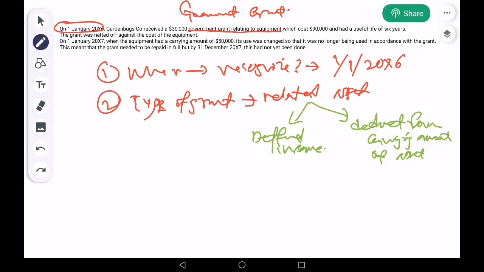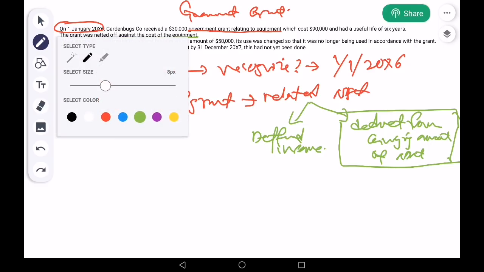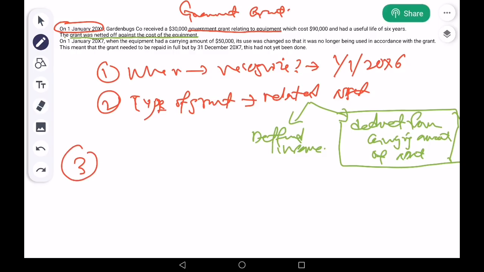So we read the case. Yes, it's for 6 years. The grant was netted off against the cost of the equipment. That means they are using the deduction from the carrying amount of the asset. Once you know that, you know what method to be used. So we proceed to number 3, which is the measurement, in terms of recognition and measurement.